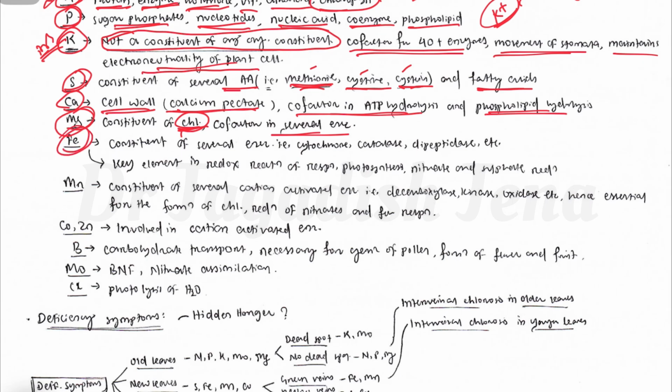Then coming to iron, that is one micronutrient. It consists of several enzymes like cytochrome, catalase, dipeptidase, etc. So it is a constituent of several enzymes. Then key elements in redox reaction of respiration, photosynthesis, nitrate and sulfate reduction. So it is a major part of different enzyme activity. And iron helps in chlorophyll synthesis as well. It is not a component of chlorophyll, but it helps in chlorophyll synthesis.